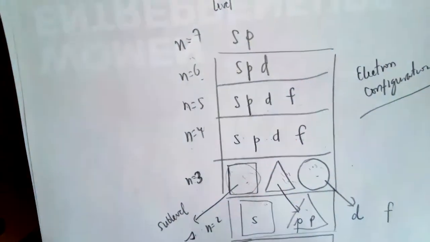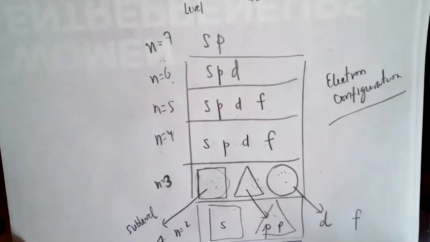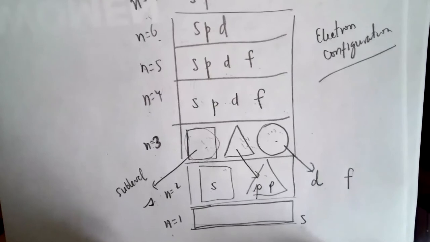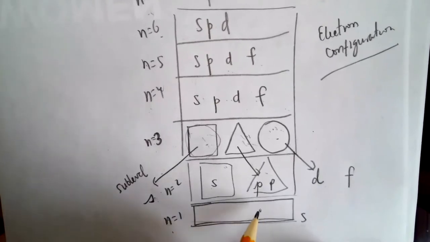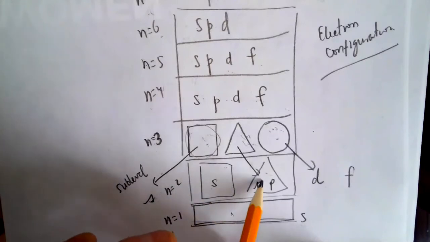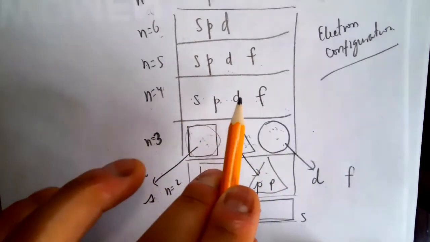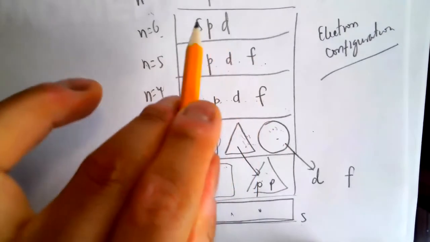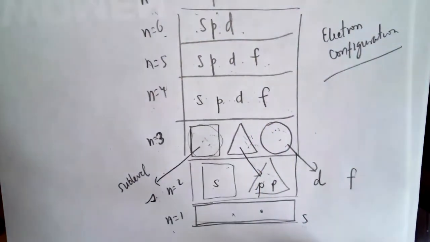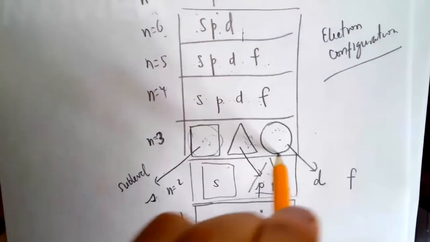What is electron configuration? It is the way I'm going to place the electrons. Let's say I start here with one electron, then I start putting electrons here, here, here, here, here, here, here, one by one, filling up the electrons. You cannot put electrons randomly. You cannot just put them anywhere you want.